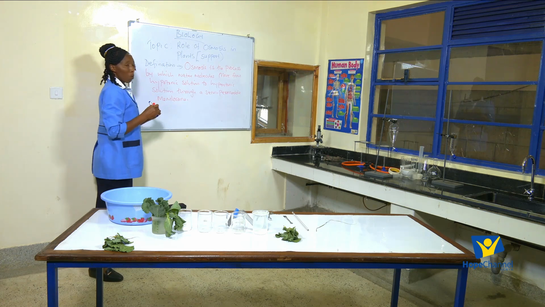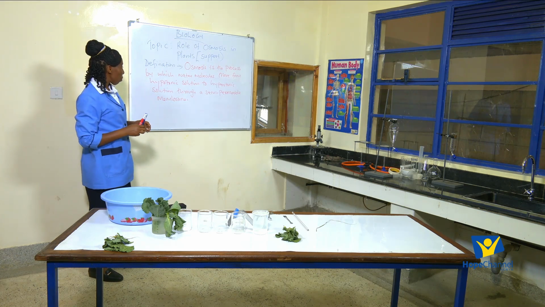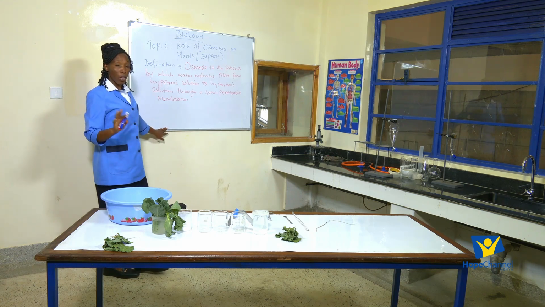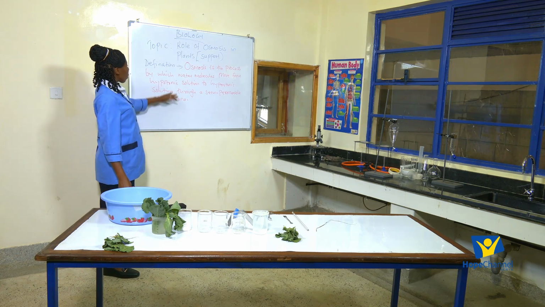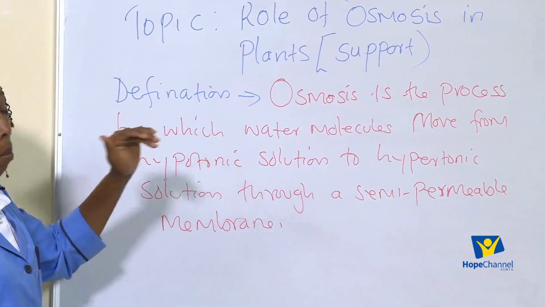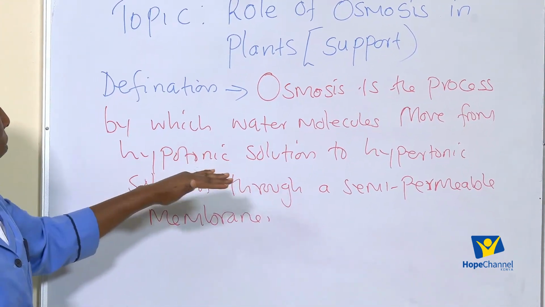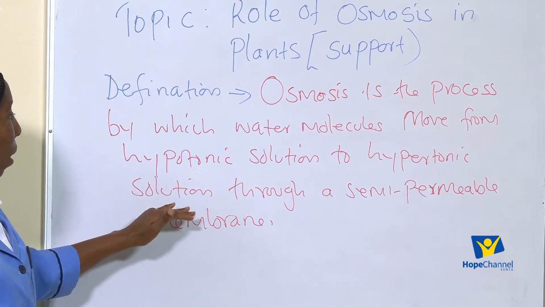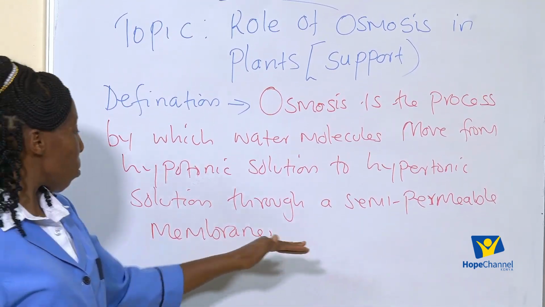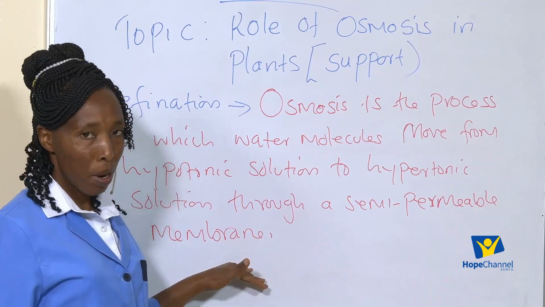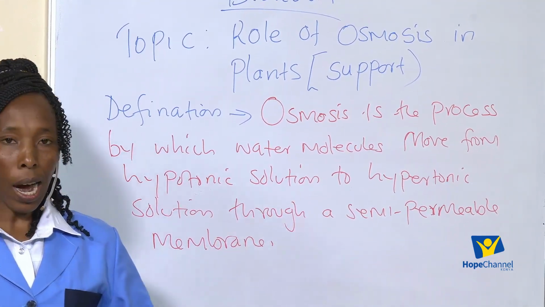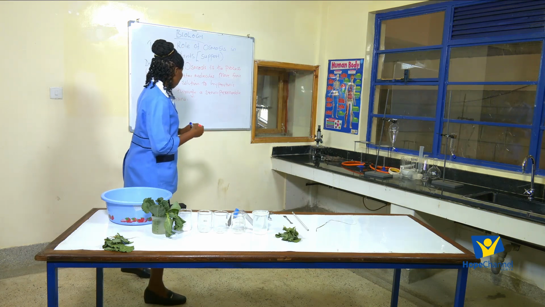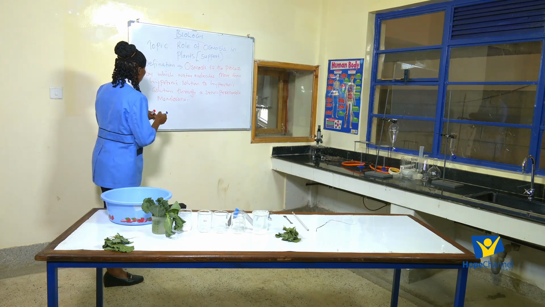Okay, so we want to understand the concept of osmosis in regard to what our sellers do in the market. So we say osmosis is a process by which water molecules move from a hypotonic solution to a hypertonic solution through a semi-permeable membrane. Now, when we talk about hypertonic solution and hypotonic solution, I can give you an example.